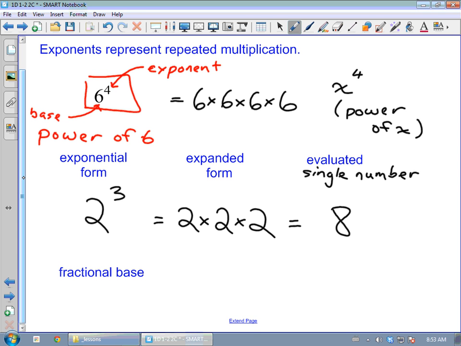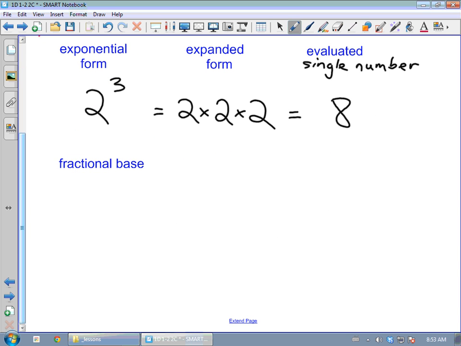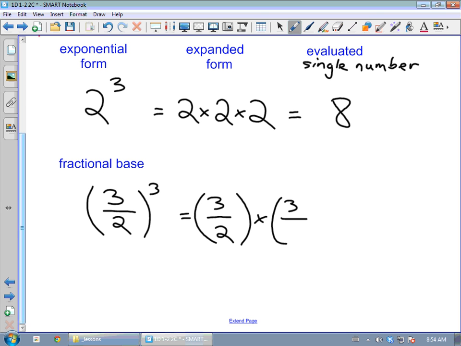Now our base can be a number, it can be a variable, or in some cases we can have a fraction as the base of our power. So we can have something like the fraction 3 over 2, and we can put that to the exponent 3. We can still write this in expanded form. In expanded form, this is just going to be 3 over 2 times 3 over 2 times 3 over 2.